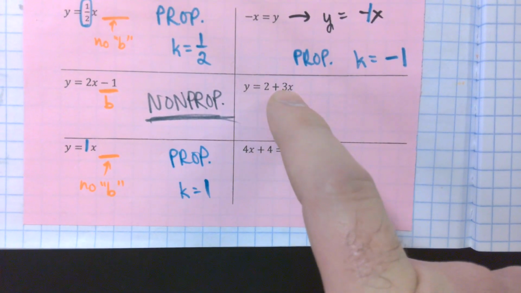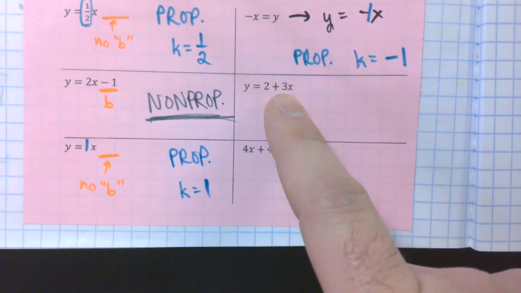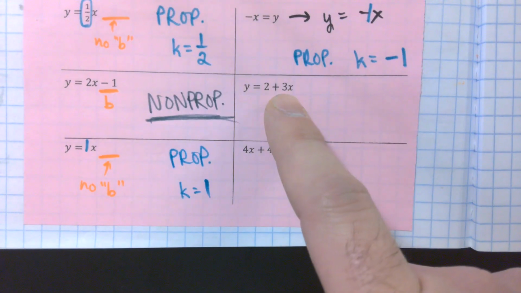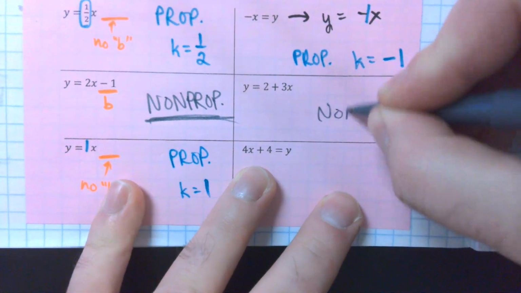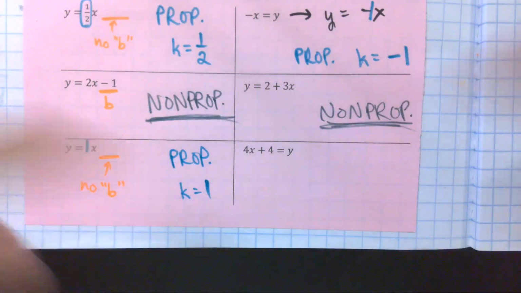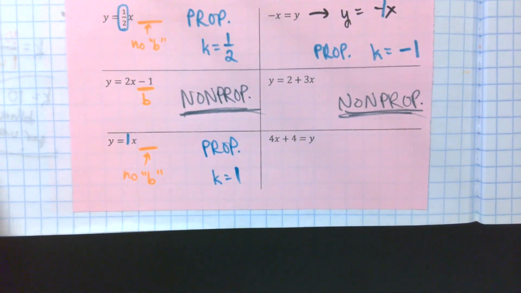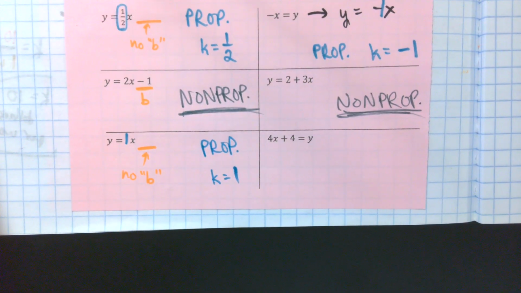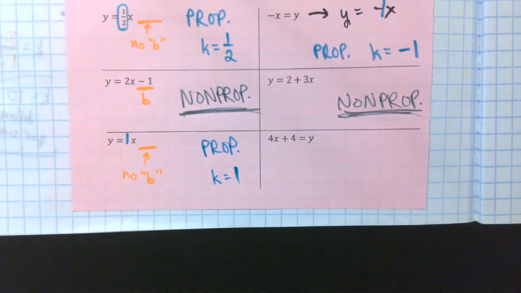Who can tell me why 3 is not my k value? Vanessa, you got it? There's another number. Exactly. There's a b value, which makes this non-proportional. If it's not proportional, I cannot find a constant of proportionality because it's not proportional. Even though my 2 and my 3x are kind of in swapped spots, what I'm looking for is the number in front of x and the number that's away from my x.